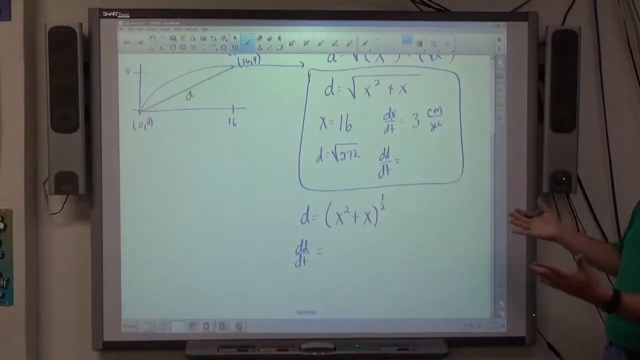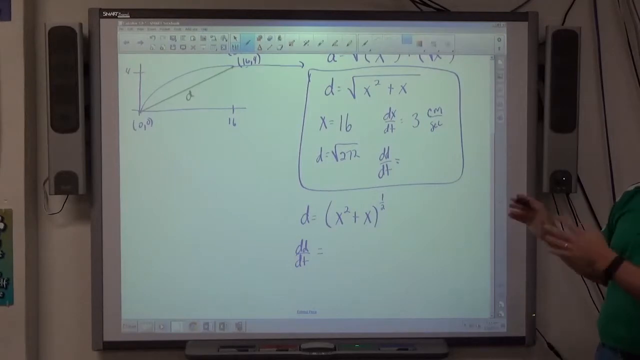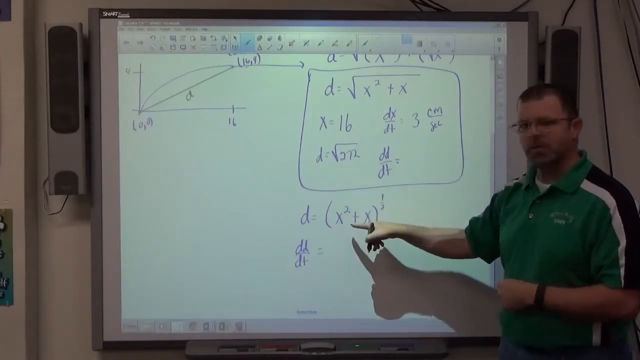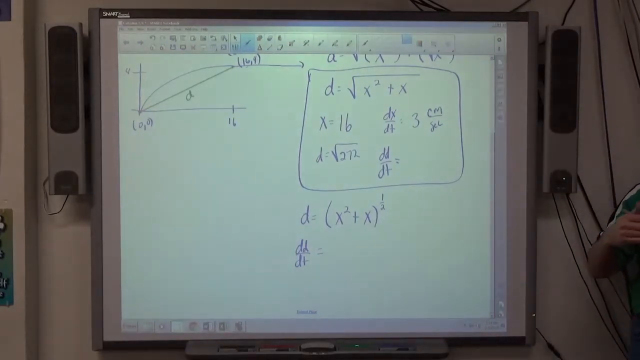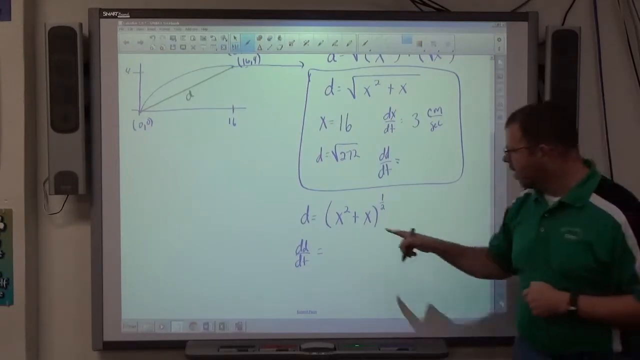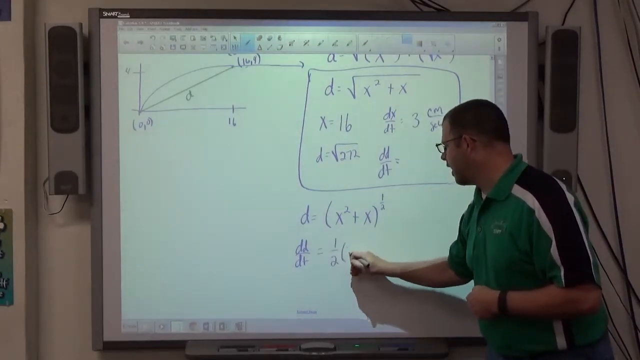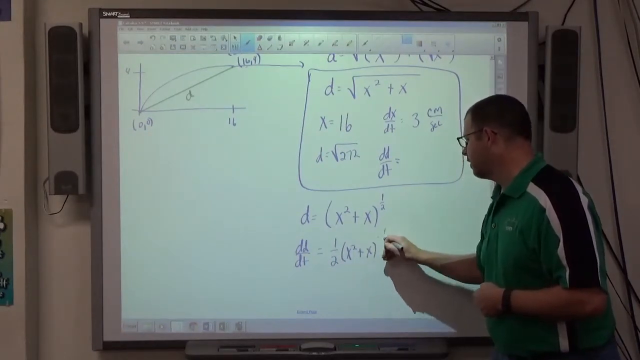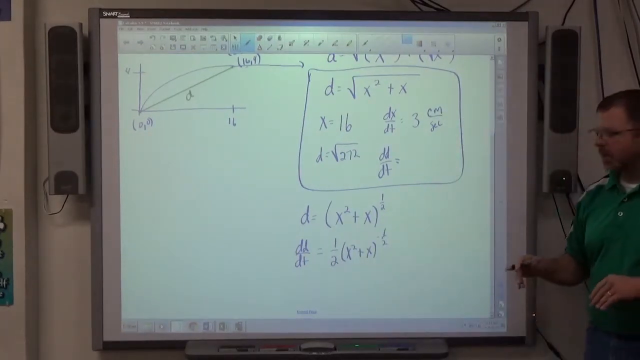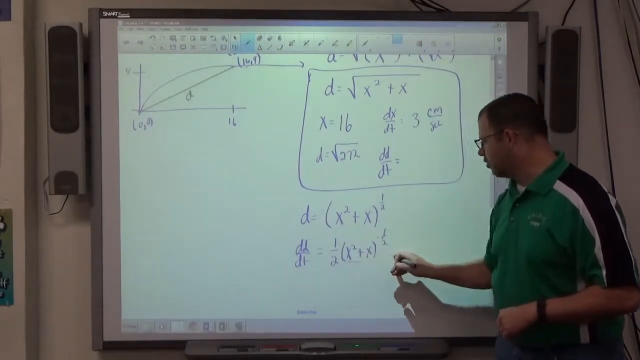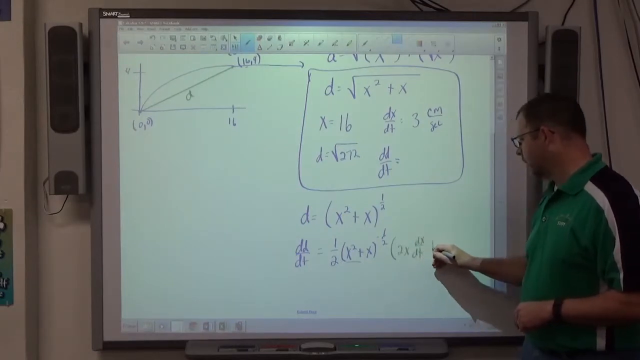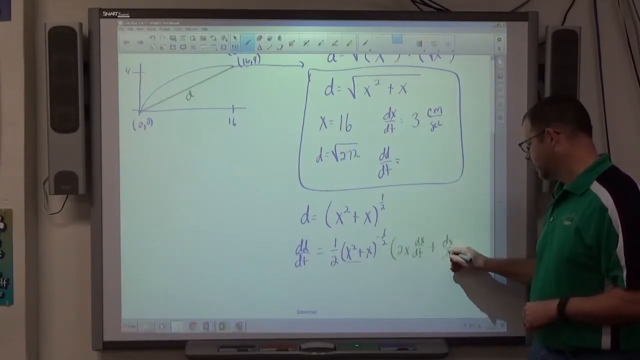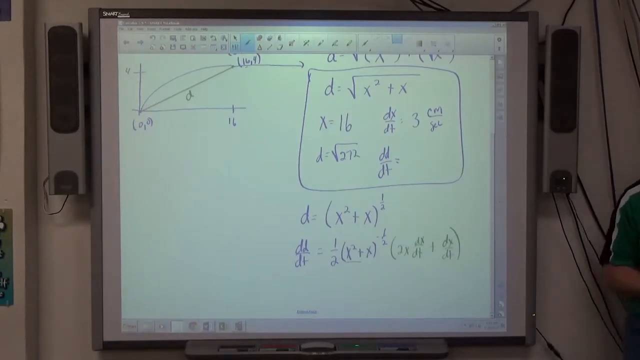The right-hand side, we do have a power function, but we have a chain rule also. Remember, when you have to do this dx over dt stuff and you have to use the chain rule, when you get to the most basic function, that's when you start worrying about the dx over dt's. So when I do the 1/2 times (x squared plus x) to the negative 1/2, just do that as normal. And then when I differentiate the inside piece, which is x squared plus x, that's when I'm going to put the dx over dt's.